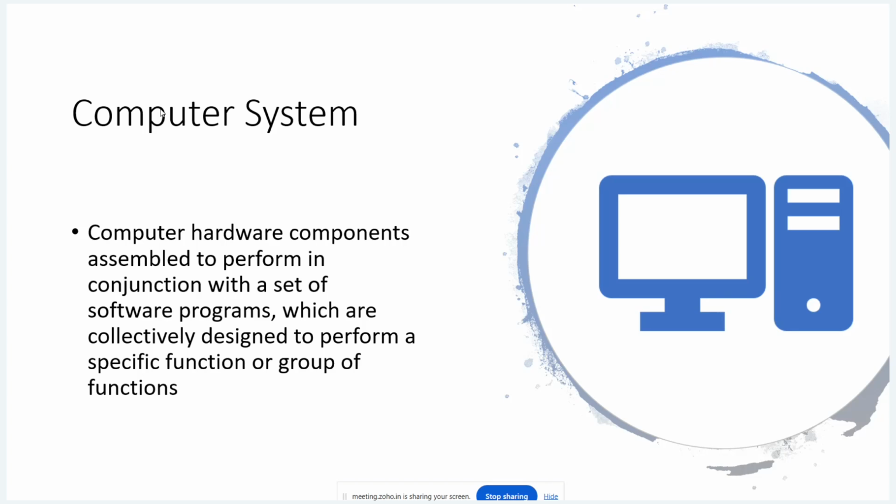So first, what is a computer system? A computer system is simple. Your desktop, your laptop, your mobile is a computer system, where we have hardware and software, which combine together to perform a specific function or a group of functions. Everybody is aware about it. Hardware and software work together to provide some functionality.